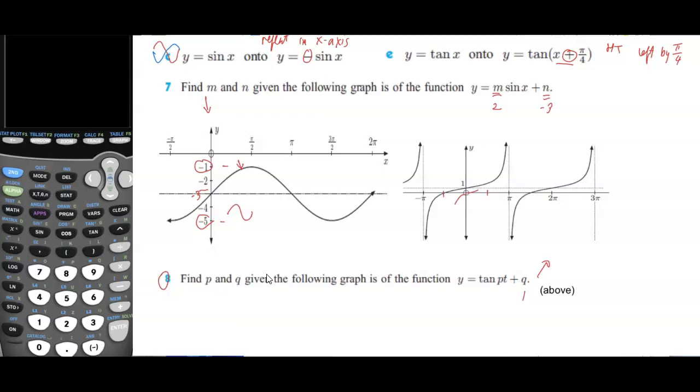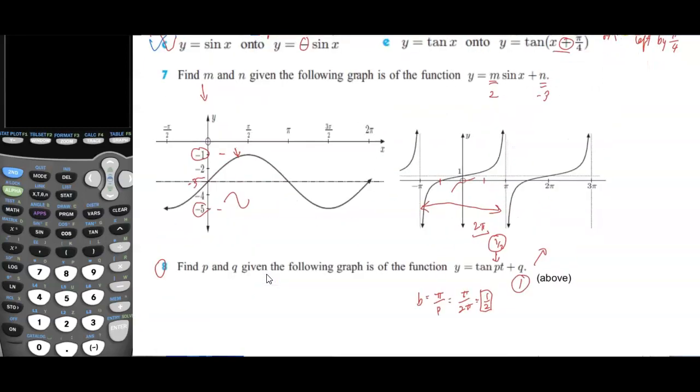So we can see that it is horizontally stretched by a factor of 2. We can also look at this and say, okay, the period of this function is from negative pi to pi, so the period is 2 pi. It's the same period as sine and cosine, right? So for tangent, I can figure out the b value, which is the same as the p value, by doing pi divided by the period. And in this case, the period is 2 pi. So b is going to be 1/2, or p is going to be 1/2. Okay, and then q is going to be 1. All right, that's it for the last page.